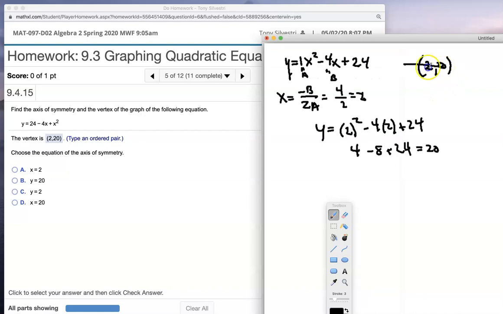Okay, let's do it again. 2, 20. That's no better looking. Now you get the point.